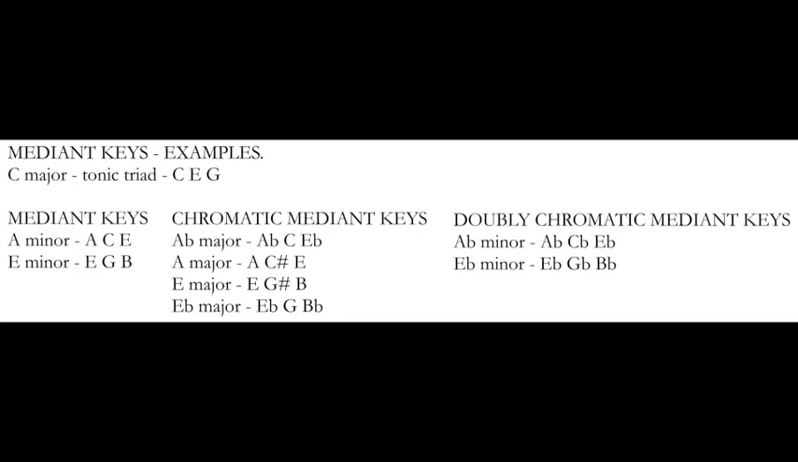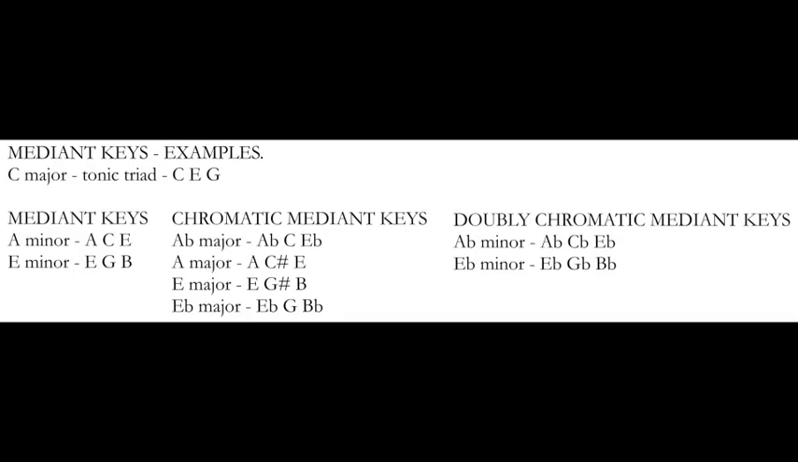E major shares E and G. The E natural is the same, but the G has been altered to G sharp, which again makes it a chromatic mediant. And finally, E flat major also shares an E and a G. Here, the E natural from C major has been made into E flat, but the G natural has stayed the same. And we have two doubly chromatic mediant keys with C major.